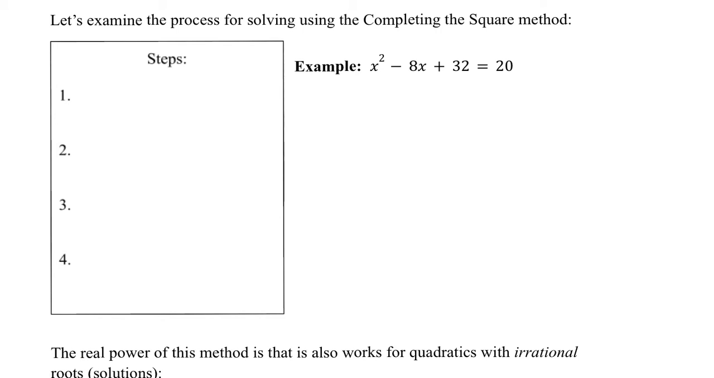So I'm being asked to solve x squared minus 8x plus 32 equals 20. Like you learned in zero product property, we would take the 20 and move it over to this side, we'd factor and we'd proceed that way. We're actually going to go a completely different way this time.